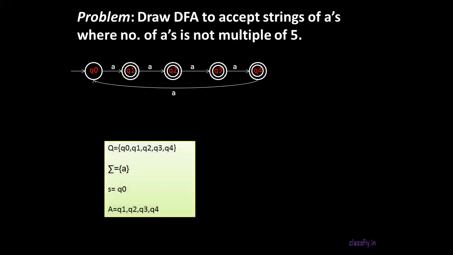Now Q0, Q1, Q2, Q3, Q4 are the states. A is the input and Q0 is the start state. Q1, Q2, Q3, Q4 are the final states. Now coming to the transition table, for input A, Q0 is mapped to Q1, Q1 is mapped to Q2, Q2 is mapped to Q3, Q3 is mapped to Q4, and Q4 is mapped back to Q0 by input A.